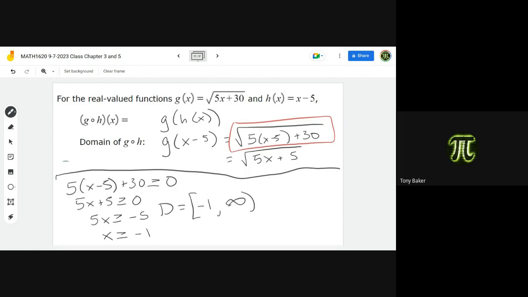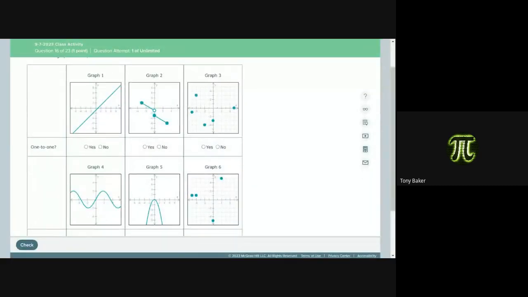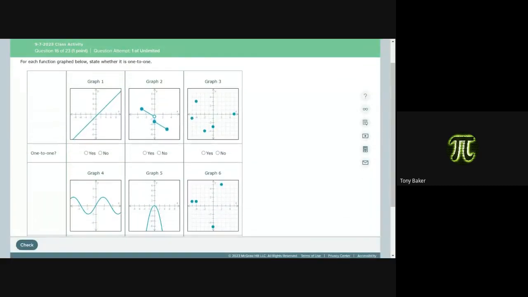All right. Any question on composition functions? Okay. Let's look at inverses. All right. We talked briefly about inverse functions last class, when I mentioned the horizontal line test.